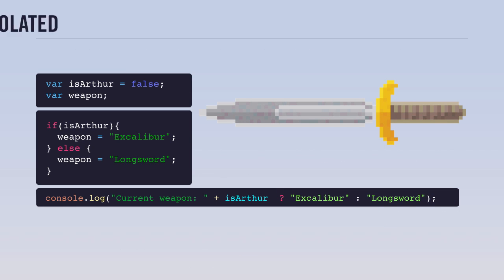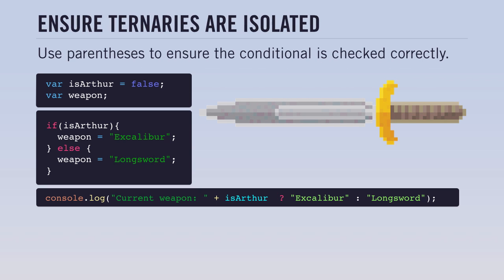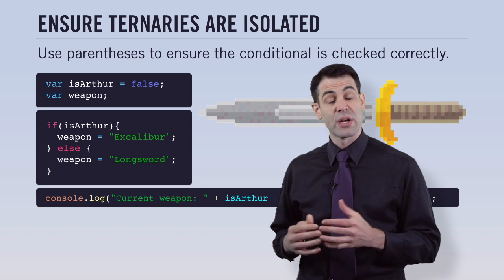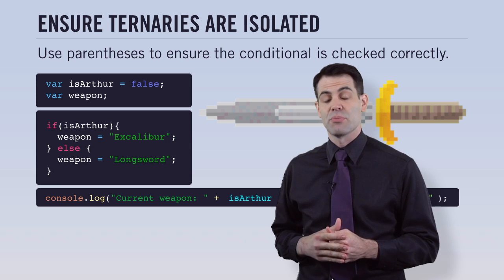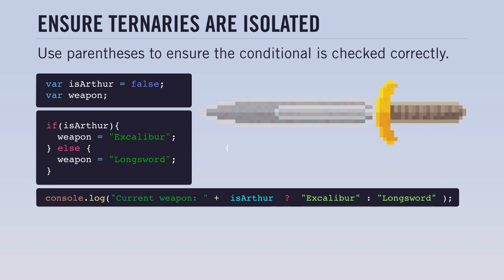Well, how the heck can we fix that? Since the ternary conditional can be evaluated as an expression, we can also group it as an expression. So let's throw some parentheses around this guy. And you can see now that when we log it out, we get exactly what we wanted, which is an evaluation of the variable only for the ternary conditional check, and we get current weapon is the longsword. So what happens if the king shows up? Well, let's change is Arthur to true, which means we got King Arthur on hand. And when we evaluate it, you can see we get the current weapon is now Excalibur, just as we wanted.